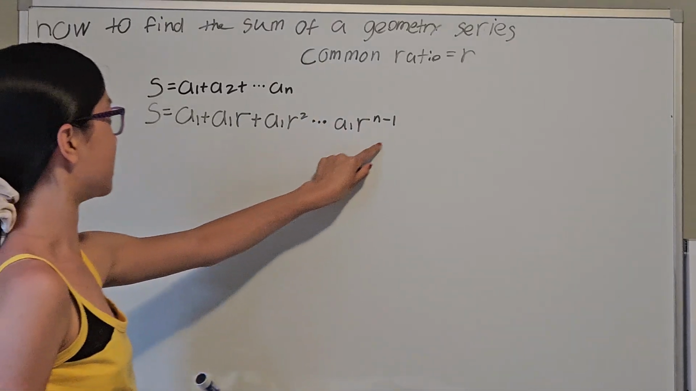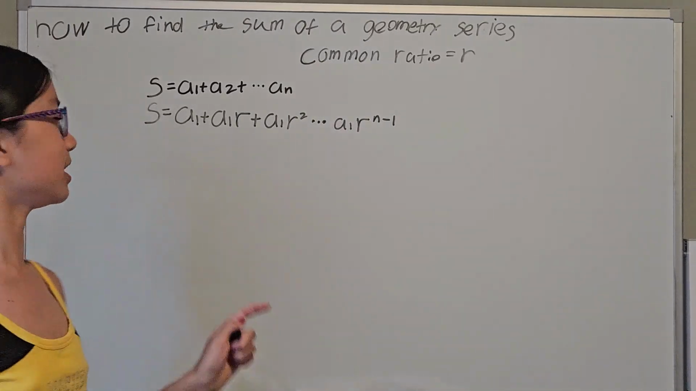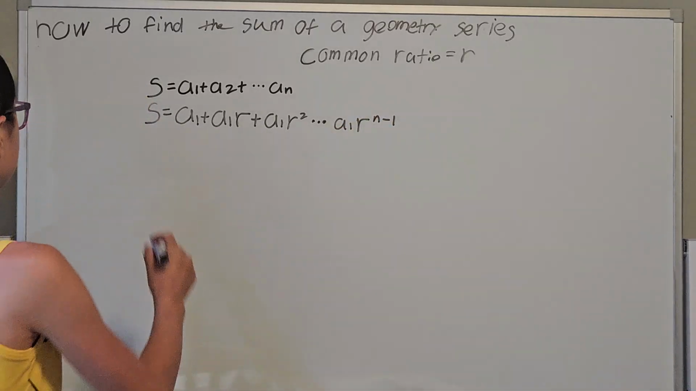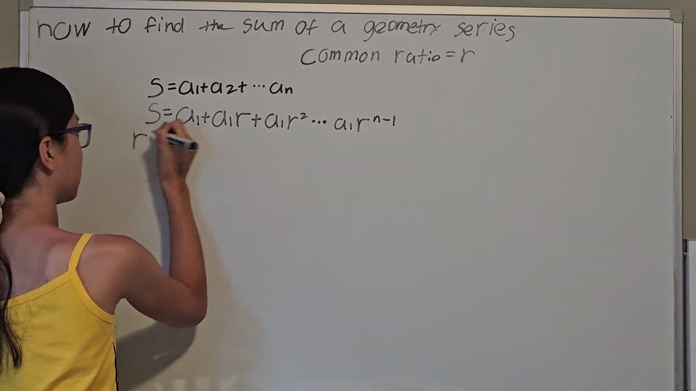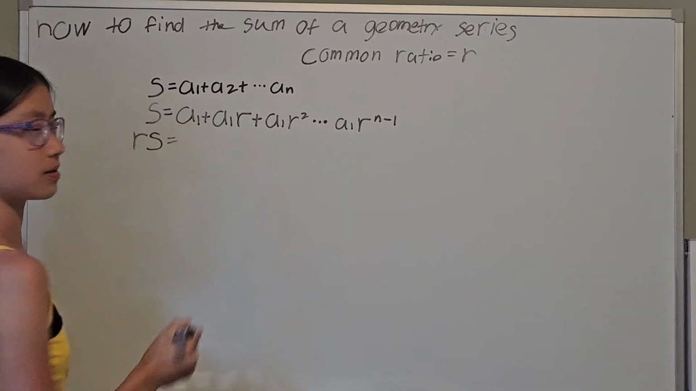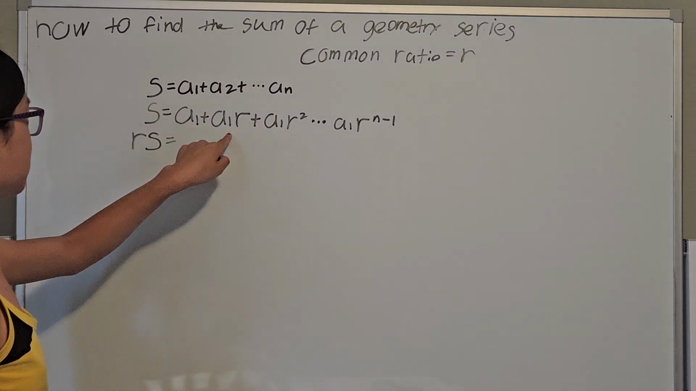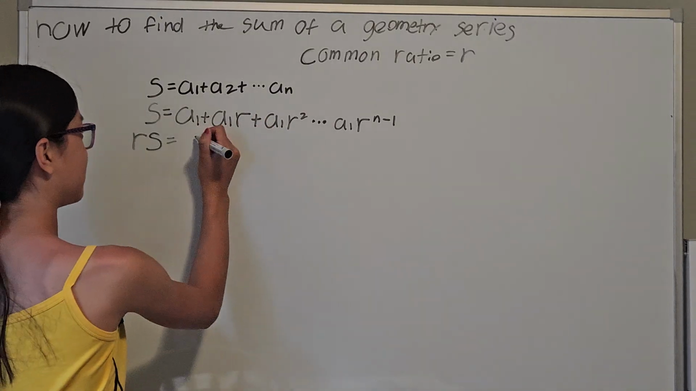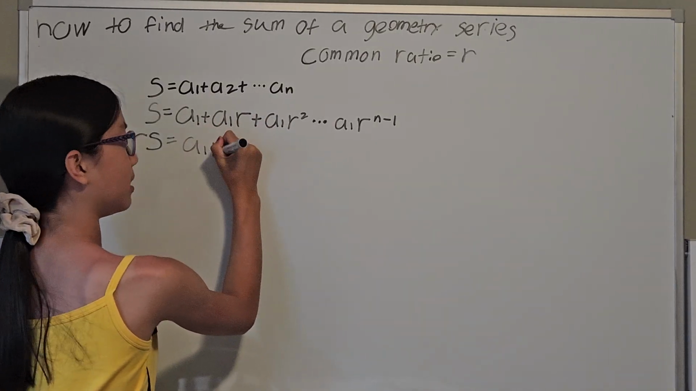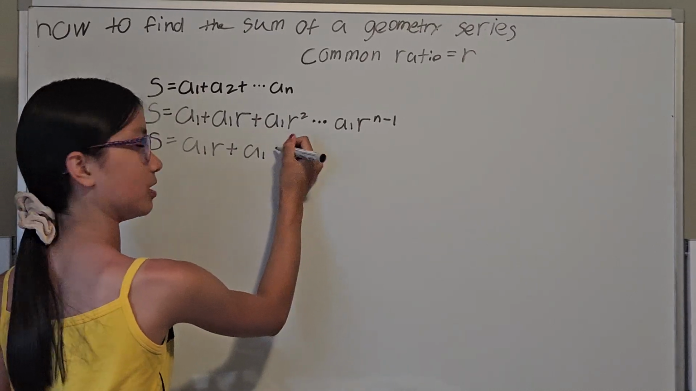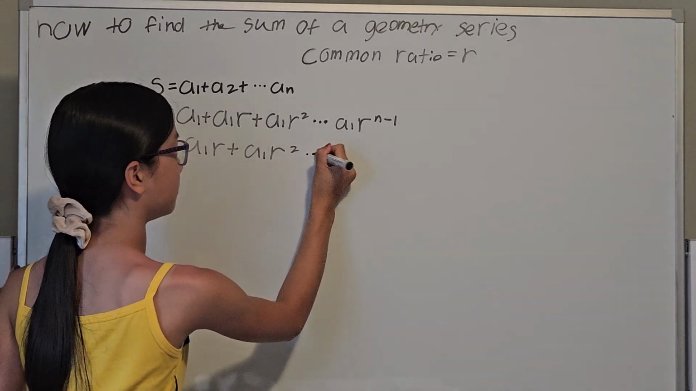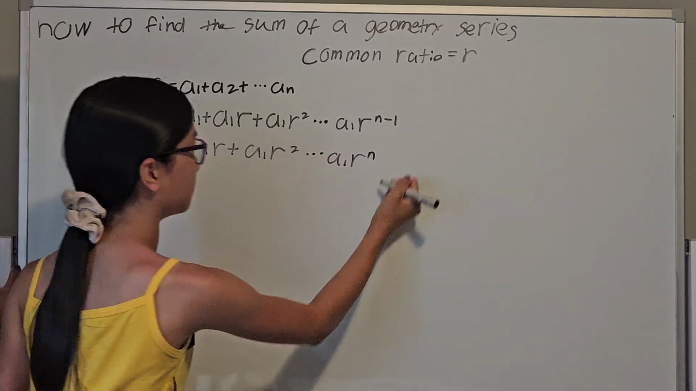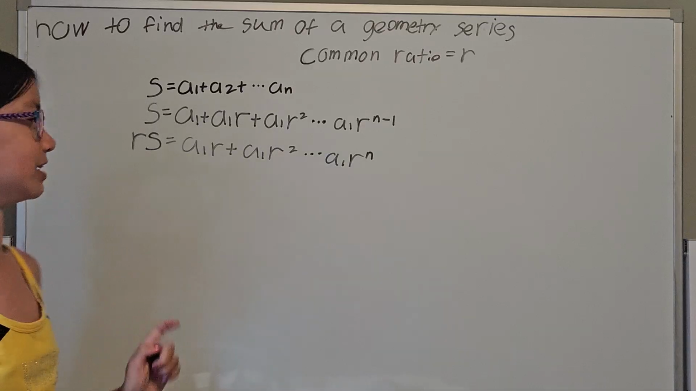So now that we have this, we could multiply both sides by the common ratio, which is R. So RS equals, and now this will turn into that, this will turn into that. So we kind of shift forward a little bit. So it is A1R plus A1R squared all the way to A1R to the power of n, which is why I wrote n minus 1.